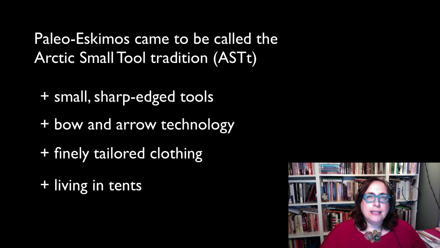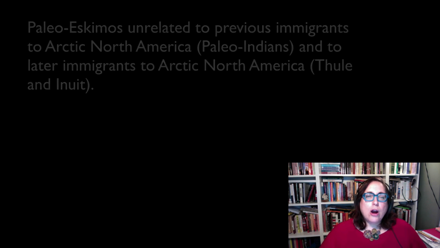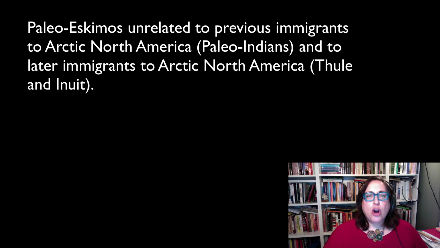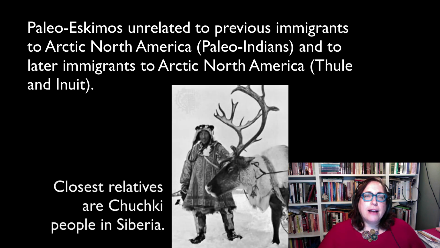So all four of these distinctive characteristics, the small tools, the well-tailored clothing, the bows and arrows, and the distinctive houses, came with Paleo-Eskimo migrants who traveled first into Alaska and then across the northern fringe of North America. Archaeologists are quite certain that Paleo-Eskimos were not related to previous immigrants to North America, called the Paleo-Indians or American Paleo-Arctic Tradition people, or Northern Archaic. These Paleo-Eskimos are also unrelated to contemporary Inuit people. In fact, the closest living relatives seem to be in an indigenous group in Siberia called the Chukchi.